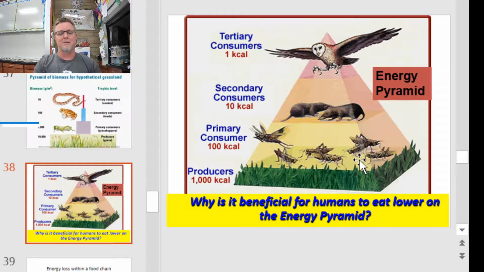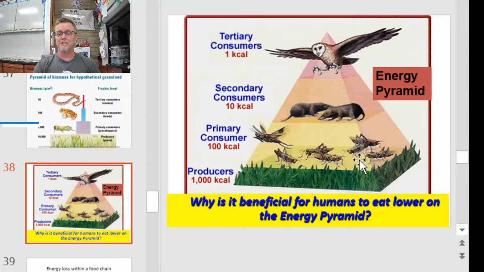Okay? So here's another visual representation of an energy pyramid. Your producers all the way up, your tertiary consumers up there at the top. Okay? One quick question down here at the bottom of this. Why is it beneficial for humans to eat lower on the energy pyramid? Look at this. Ask yourself that question. Why is it beneficial for us to eat lower on the energy pyramid?